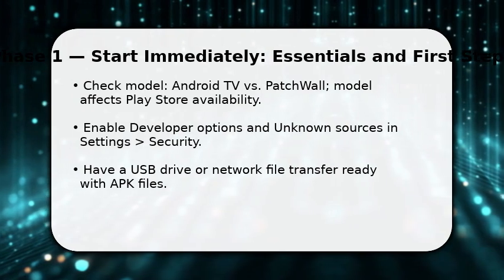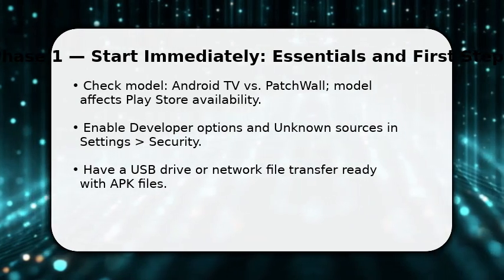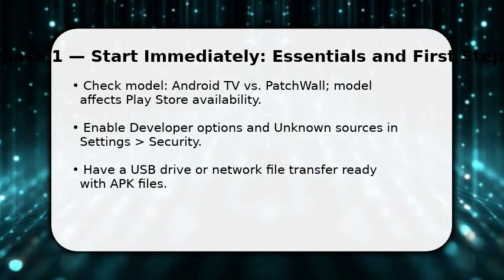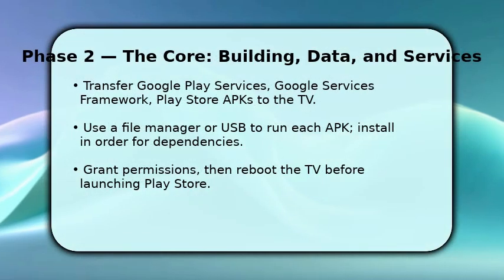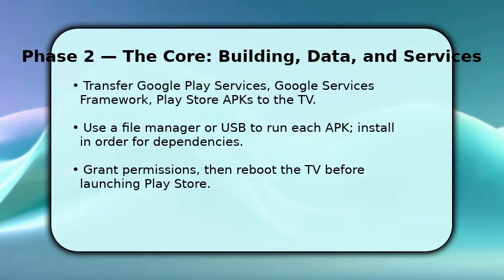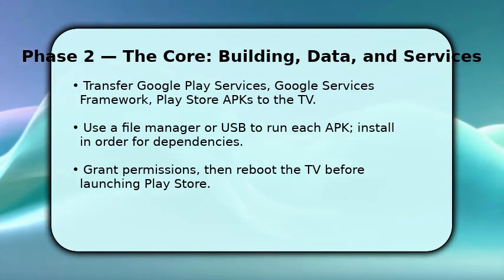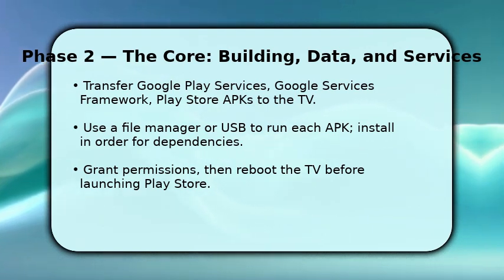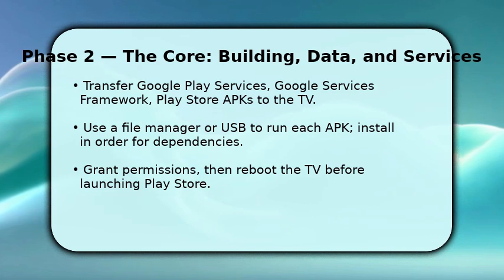Finally, prepare a USB drive or set up file transfer from your phone or PC so you can move APKs quickly. This saves time, and once the APKs are on the TV, open a file manager and install them in the correct order. Google Services Framework, Google Play Services, then Google Play Store. The order matters because dependencies must register first.